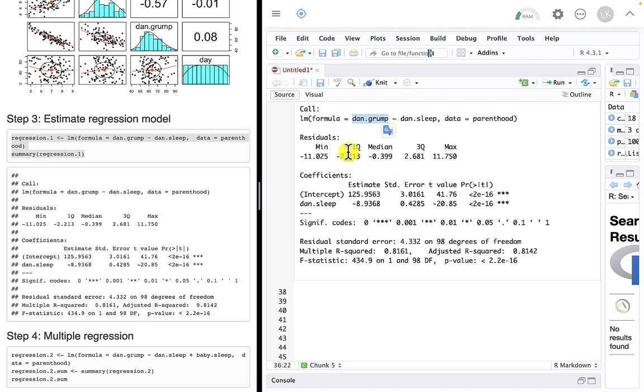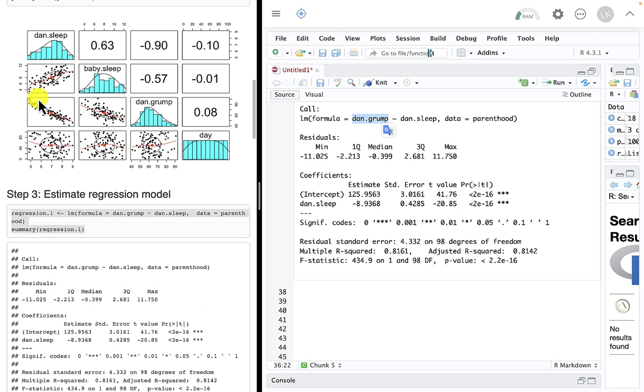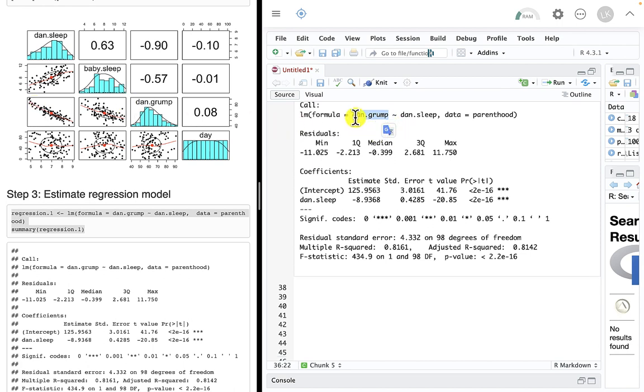That's what that line is, all right? So that's essentially what this line will be: what is that function such that I give it dan.sleep and it gives me an estimate of dan.grump, okay? But it's not going to be exactly right because the dots are a little bit spread out. They're not all on a single line.